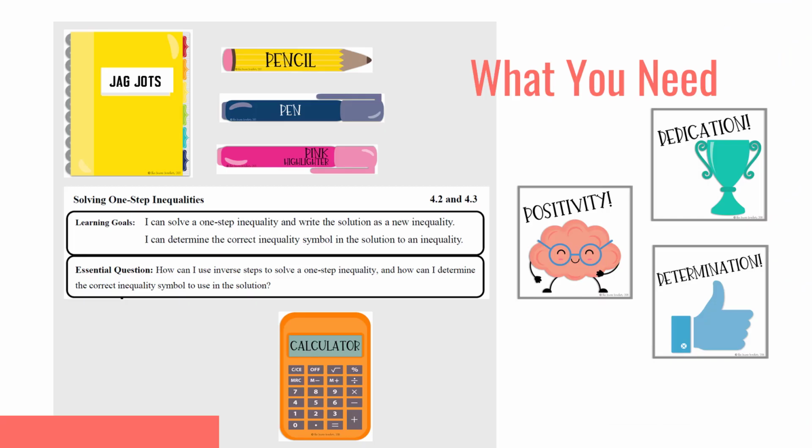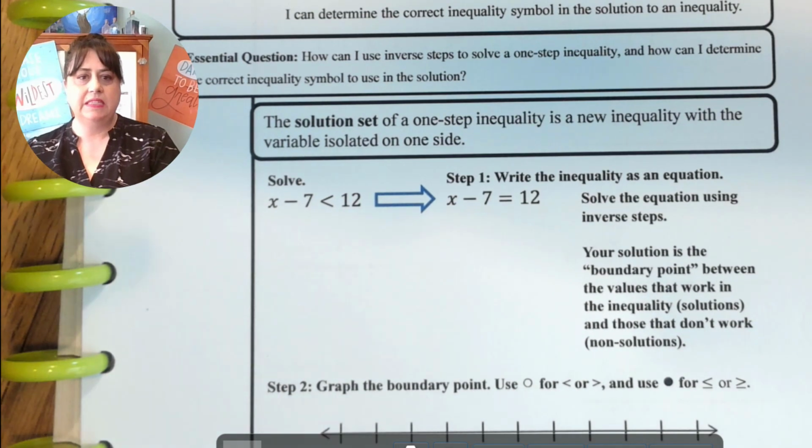Today you'll need your Jaguar Jots. It will say 4.2 and 4.3 at the top, page 5. And you'll need a pen or a pencil, and a highlighter might be helpful, along with your positivity, your dedication, and your determination to do your best in this lesson. So let's dive right in.